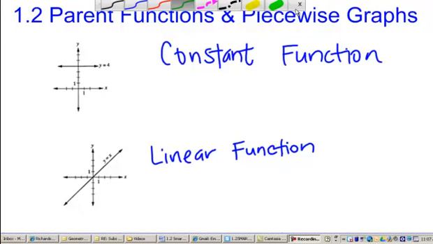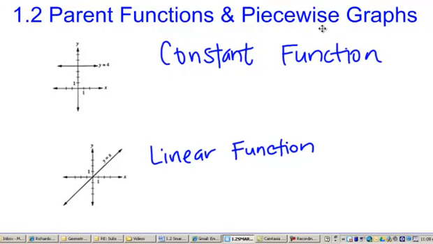This brings us into our second video of the class, which is 1.2 parent functions and piecewise graphs. One of the main skills you'll be learning in this class is being able to picture relationships with variables and being able to graph those variables without using your calculator. Today we're going to be talking about 9 parent functions that are pretty crucial to understanding this class and being able to visualize and see what these actual graphs are.